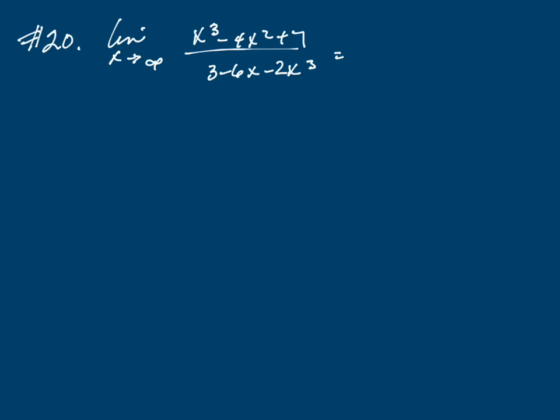Okay, number 20. We're going to infinity, so we're looking at end behavior, and even though they put it out of order, here's my highest degree, and here's my highest degree. So, when they have even degrees, it's the coefficients over each other. So that would be -1/2. So the answer would be -1/2. Fastest way to do it.